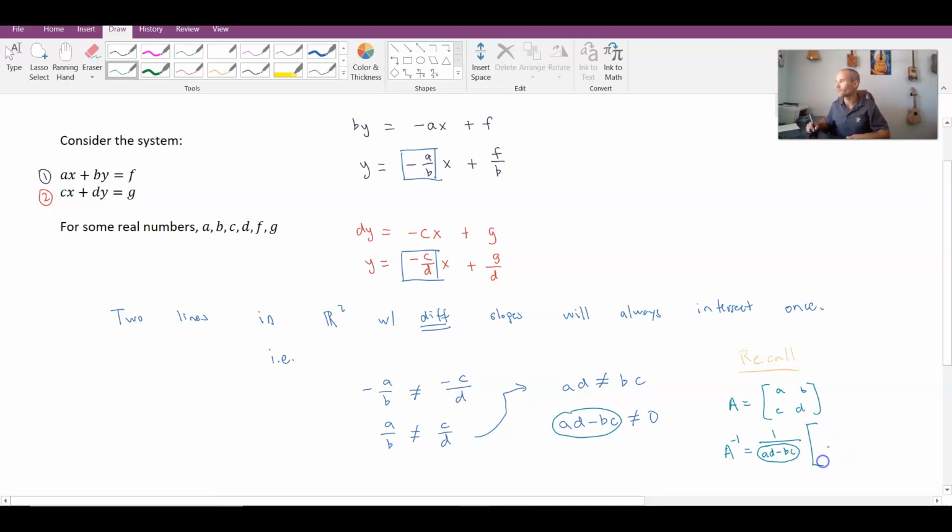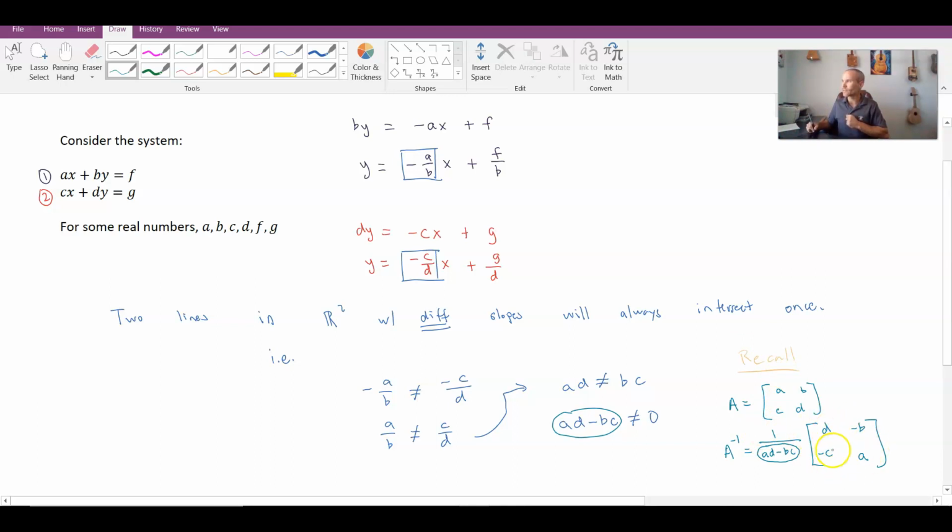And then, of course, these two components get switched, the A and the D, and then the C and the B stay in their place, but they get negated. Okay, so we can kind of see that what this has to deal with is the fact that the slopes are different as long as AD minus BC is not equal to 0. And as long as the slopes are different, that means the two lines will intersect, and if the two lines intersect at exactly 1 point, we know that that means that A inverse exists.